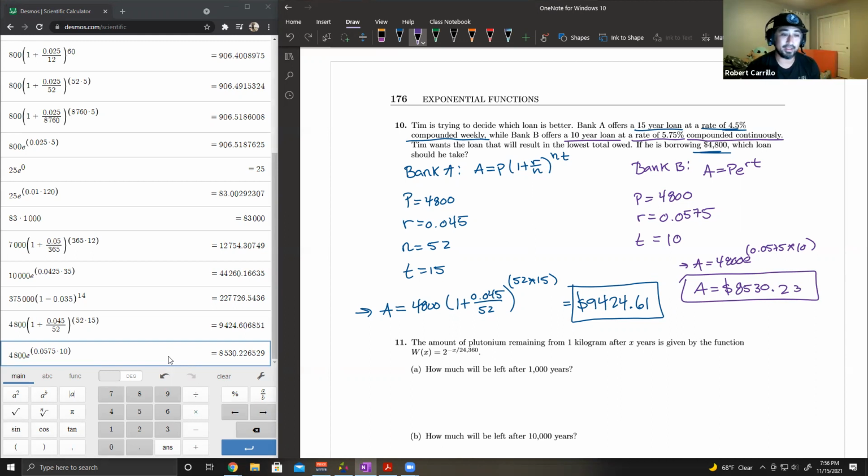Okay. Everybody go with that one. That's like student loan interest right there, guys. Take out a $4,800 student loan. You actually probably pay triple back.